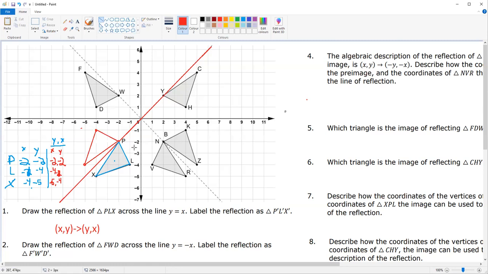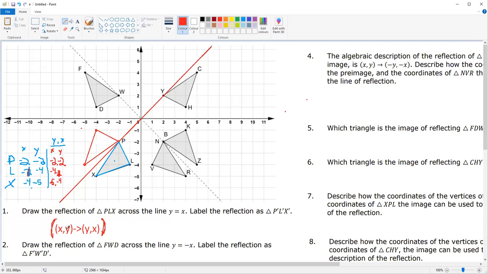Okay, so that's our reflection across y equals x. The key to this is knowing this algebraic description, and then knowing how to write the table, and then of course pulling your points off correctly. If you're careless like I was, you will make the mistake that I did.